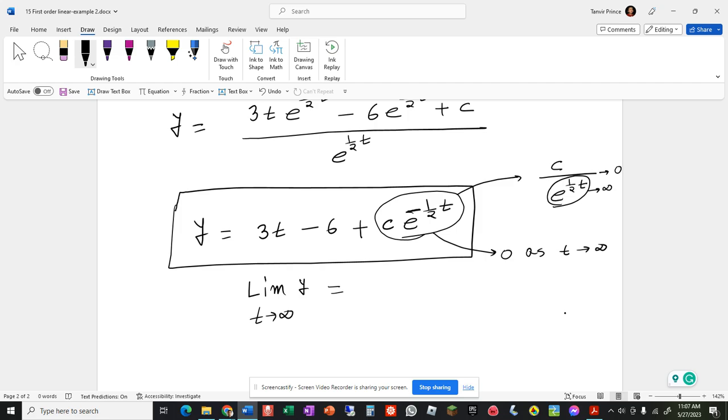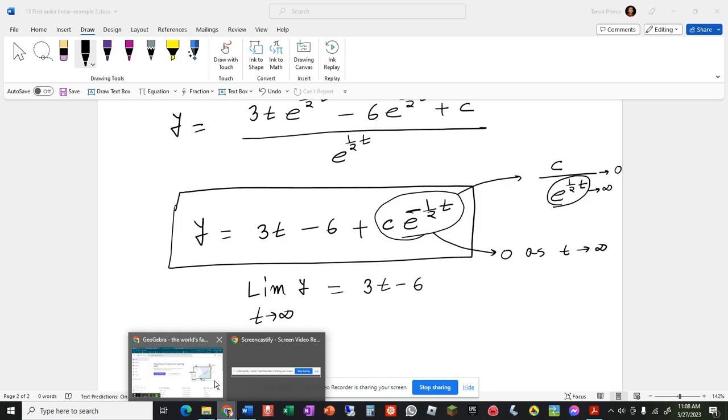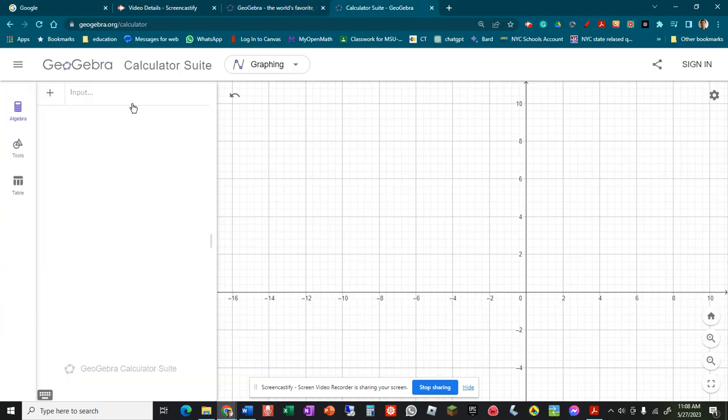So at the end of the day, as t approaches infinity, my y approaches this linear function 3t minus 6. Very interesting, right? So in the long run, the model will be a linear model. You can also see that in GeoGebra as a technique here. So let's go to the GeoGebra. So you start with c, enter, so that will create a bar, and then just enter our function.